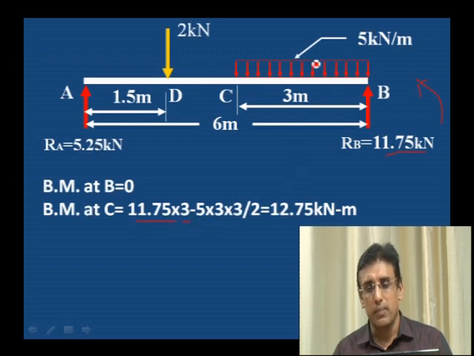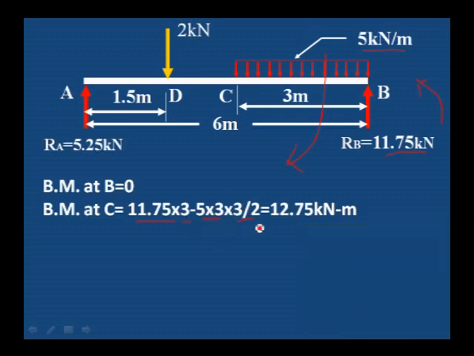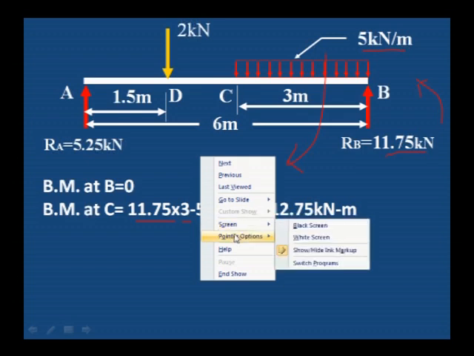Next minus, because the load will create a clockwise movement. 5 kilonewton into 3 is the total load, which acts at the center of the 3 meter, that is 3 divided by 2, the distance from C to the center point of the load, which is 1.5. So 5 into 3 into 3 by 2. Therefore the bending moment at C is equal to 12.75 kilonewton meter.